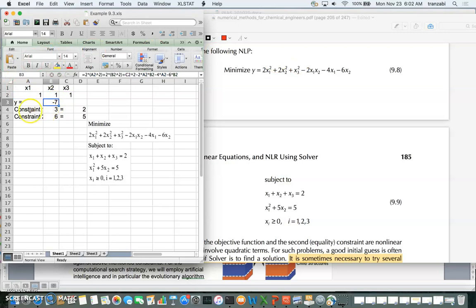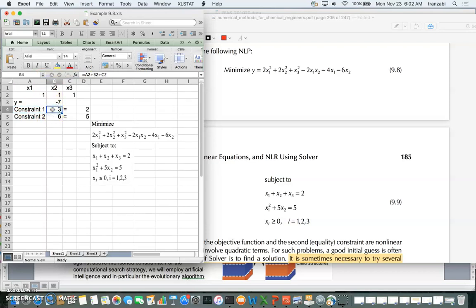Constraints, we have two constraints. Let me just expand this a little bit. So this is the left-hand side of the first constraint, which is x1 plus x2 plus x3, and the right-hand side is 2. I just have it on this column, column D. The second constraint, x1 squared plus 5x2, that's equal to 5, and that's identical to this constraint. And the non-negativity constraints come in the solver window. We don't have them here. And just to summarize the problem, I have just the constraints as well as the objective function right here. Okay, so let's solve this problem.